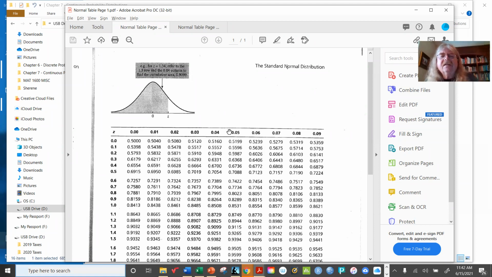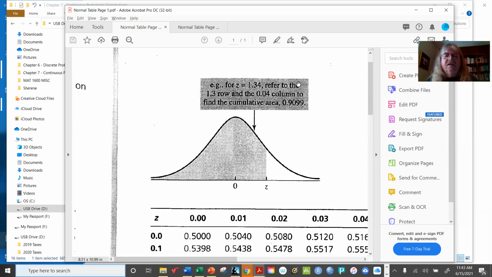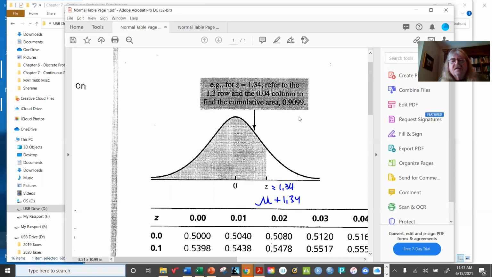So the question is, what do they mean? Now you can see from this graph on the top, the shaded region is what we're actually looking at, which means these are all cumulative probabilities, or less than or equal to probabilities. If you look at this example on the top, here's the Z-score, and what they're telling us is that this Z-score is 1.34, which we know means 1.34 standard deviations above the mean.